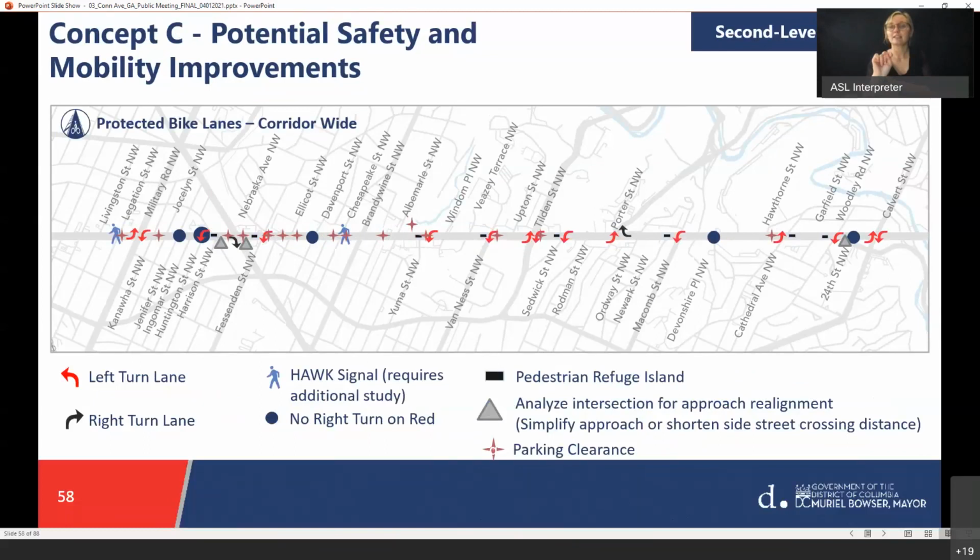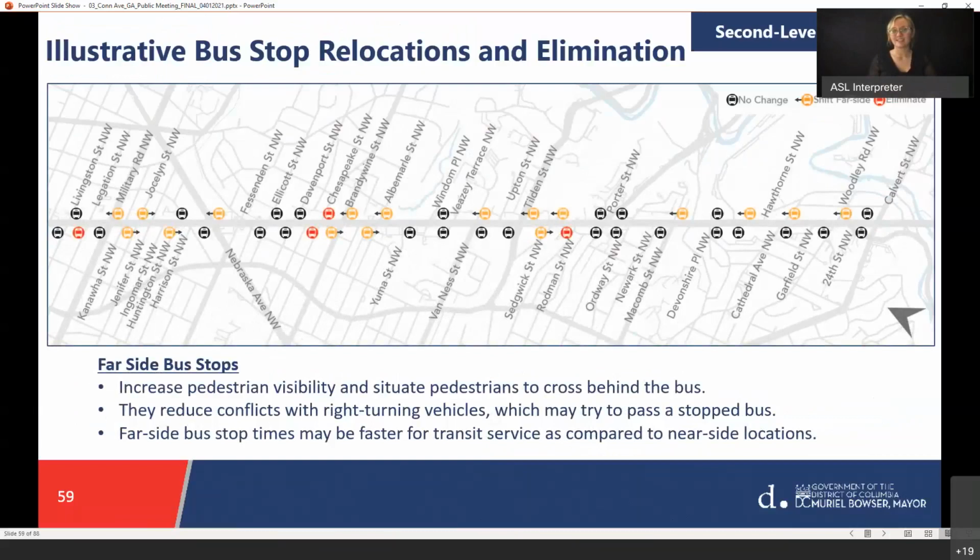Next slide. As we move forward with more detailed design and safety improvements, DDOT can study where bus stops on the corridor may be relocated to the far side or consolidated. A preliminary analysis shows up to 17 bus stops may be examined for feasibility of moving to the far side. Thank you.